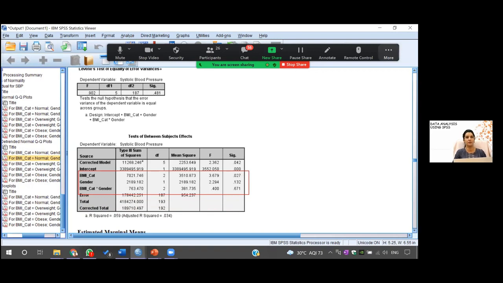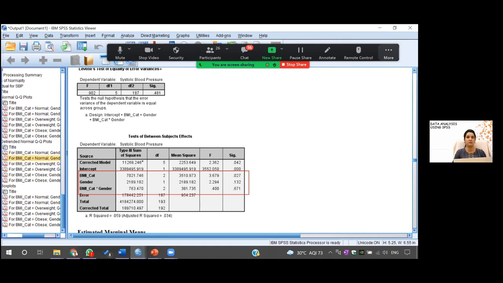There is an effect of BMI category. This table shows you the effect of the independent variable BMI separately, gender separately, and the interaction between BMI and gender. BMI category is giving you a significant value. Gender is not giving you a significant value here. That's why this BMI and gender interaction is not significant. Why? Because with the presence of another variable, gender, this interaction is not significant. So you have to report in your result that this interaction was not significant. That's why you are reporting the main effect.